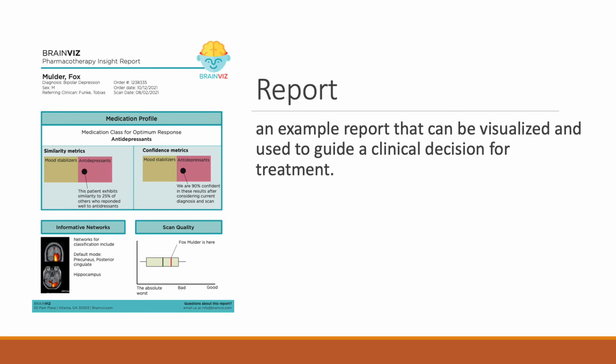To interpret the model results, 4 additional items are provided to the user. A similarity metric and a confidence metric are provided. Further, the 2 strongest components from the information network are provided, in this case the precuneus posterior cingulate and the hippocampus. Finally, the quality of the provided resting state fMRI scan is provided.